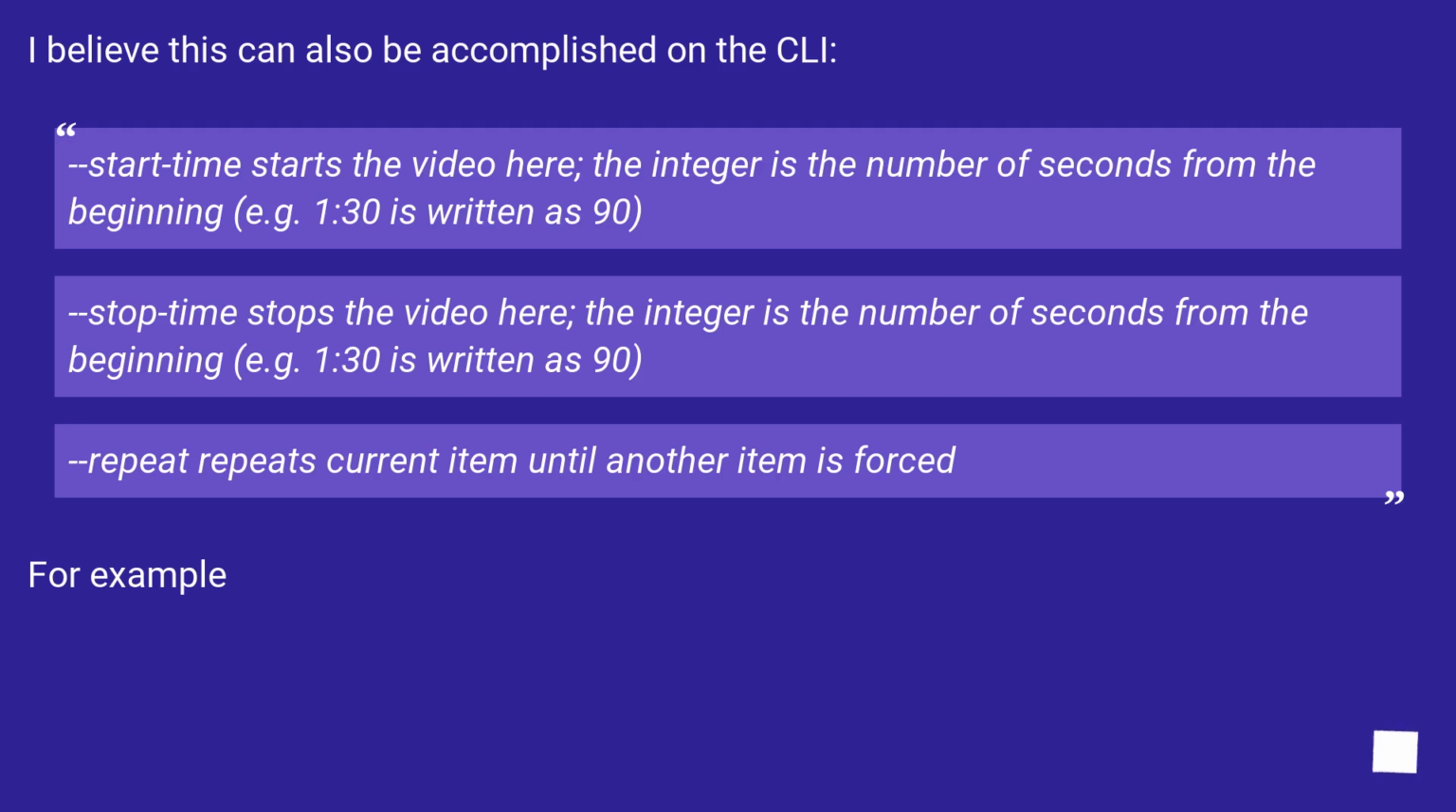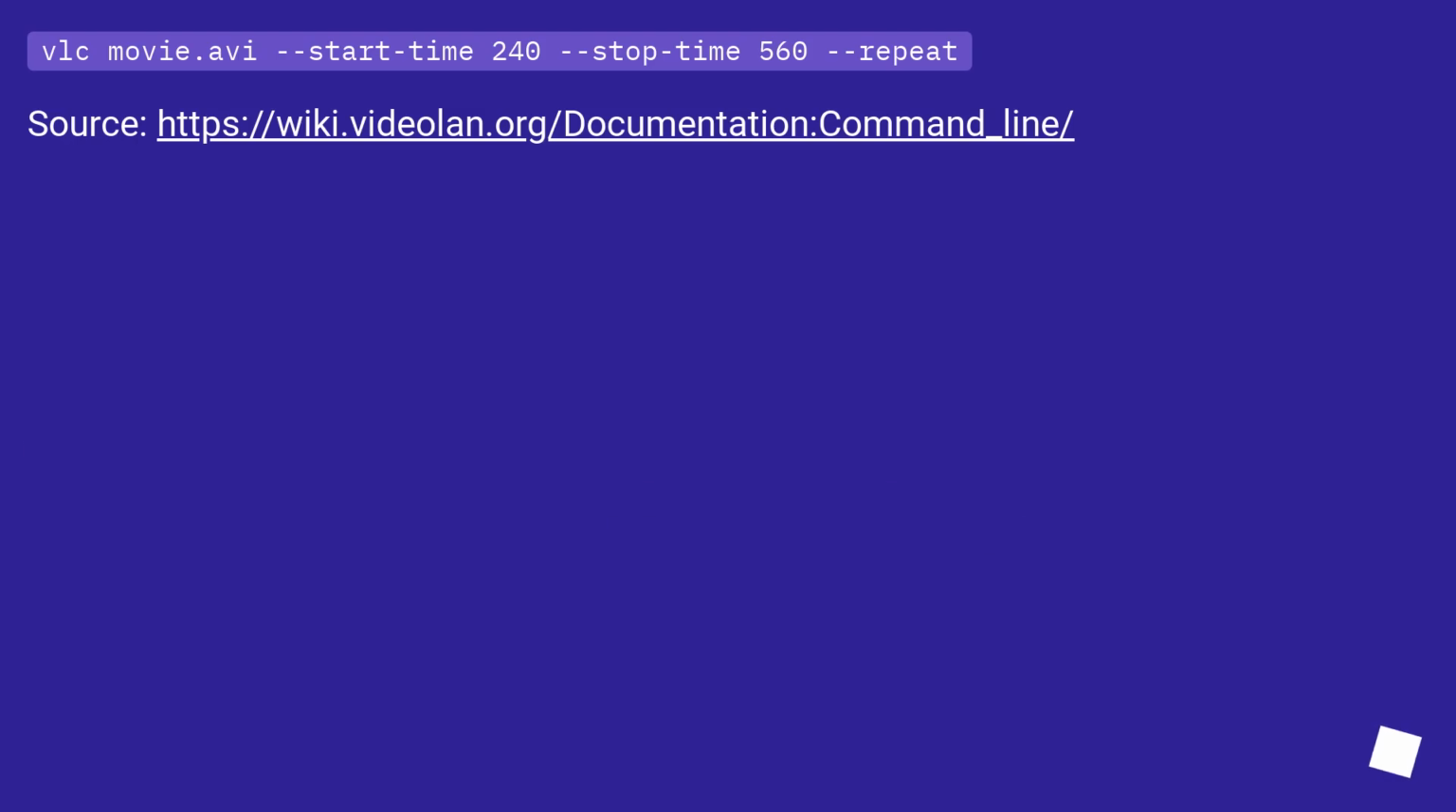For example, VLC movie.avi start time 240, stop time 560, repeat. Source, this URL.